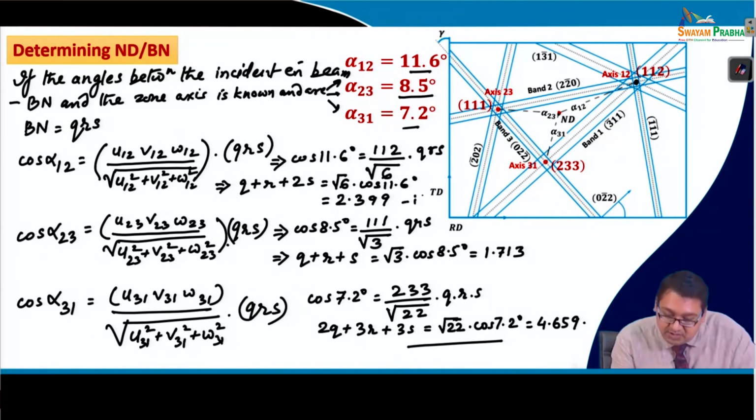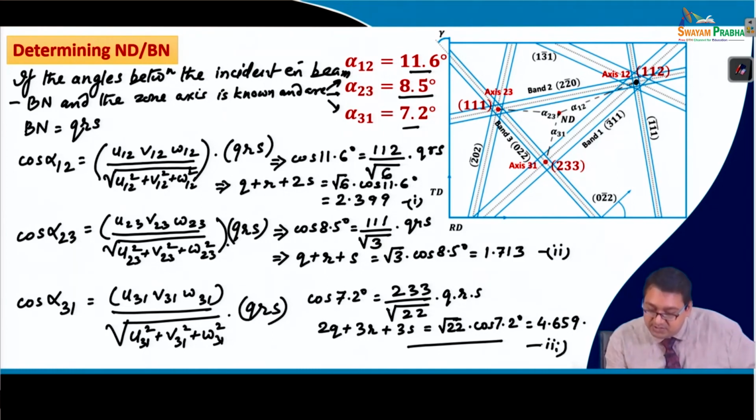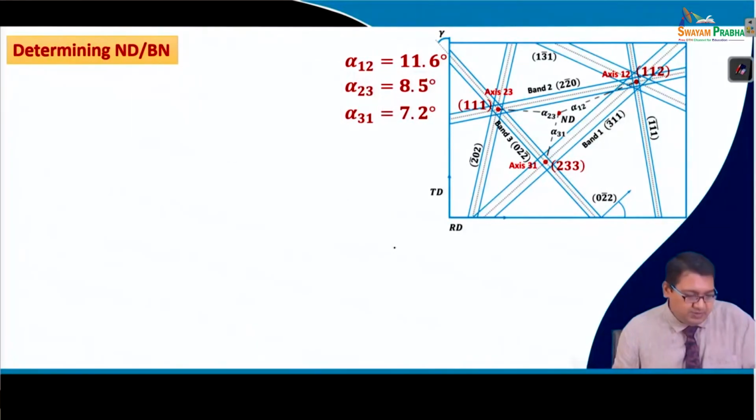So, you see that we have obtained three equations. This is equation number 1, this is equation number 2, and this is equation number 3. From these three equations, we have to find the three variables, which are Q, R and S, and now it is much easier to find them from these three equations, right. In this way, we have obtained three equations with three variables, from which we need to find these three variables.